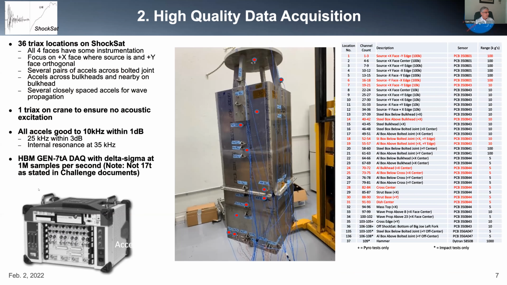I explain here what the data acquisition system is, and the accelerometers are all PCB shock accels that ranged anywhere from 10,000 to 100,000 Gs. And they are all good to 10,000 Hertz, up to plus or minus 1 dB, and plus or minus 3 dB for 25 kilohertz. The actual internal resonance is 35 kilohertz in the accels, but we're only asking for 10 kilohertz, so that's good to plus or minus 1 dB. The acquisition is 1 million samples per second with delta sigma anti-aliasing, so we feel pretty good about the data.